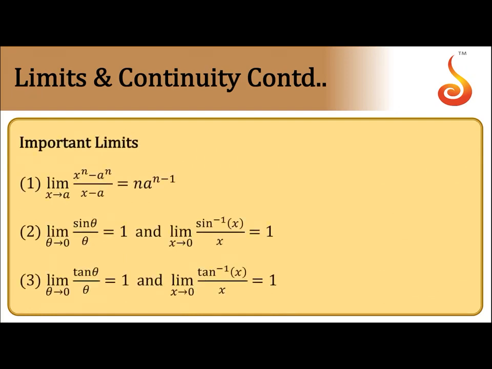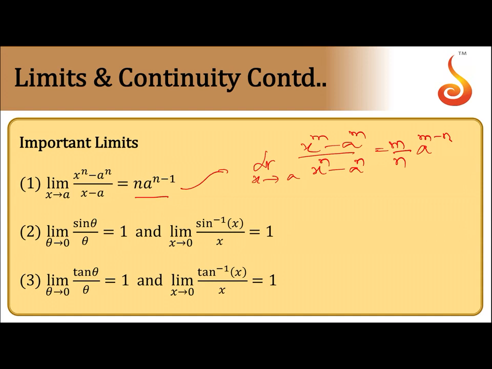Let me define certain important limits. Limit as x tends to a of (x to the power n minus a to the power n) by (x minus a) is n a to the power n minus 1. A little extension to this: limit as x tends to a of (x to the power m minus a to the power m) divided by (x to the power n minus a to the power n) is equal to m divided by n times a to the power of m minus n.